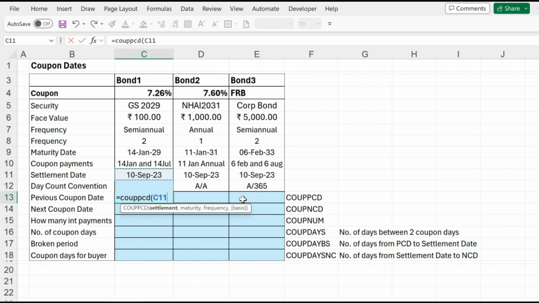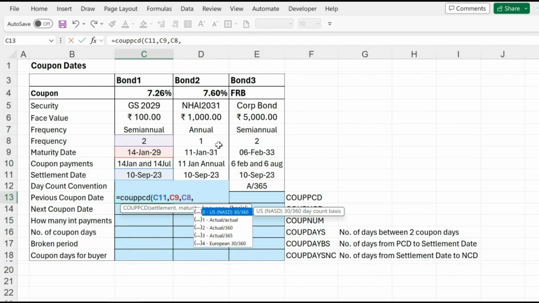In our example, the settlement date is 10th September 2023. The maturity date is 14th January 2029 in this case. Frequency is semi-annual. So for the second bond, it will become annual. And the basis. I'll just link the basis at the bottom here. At this point of time, it is blank, but we'll put some number over there.